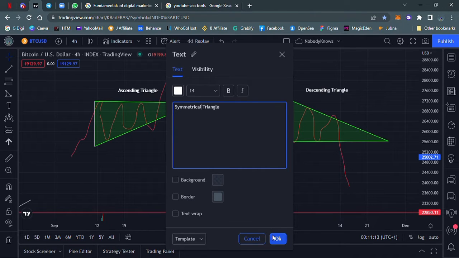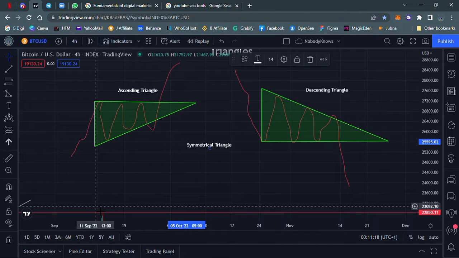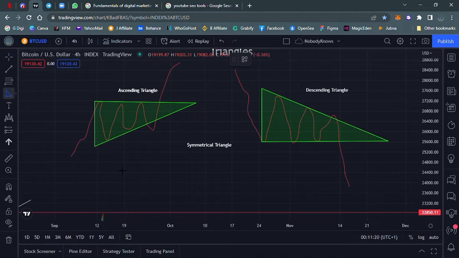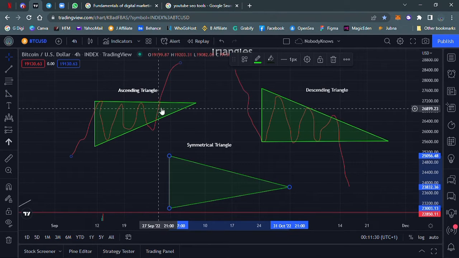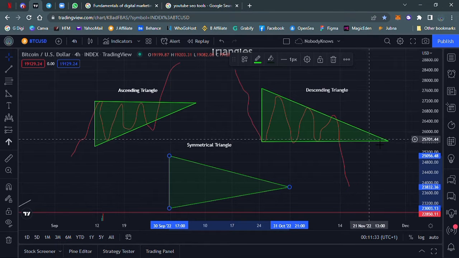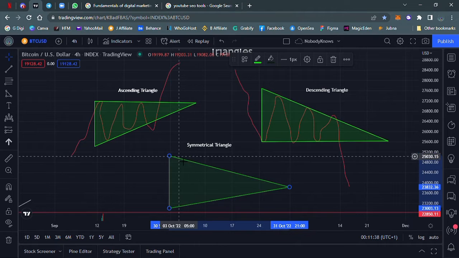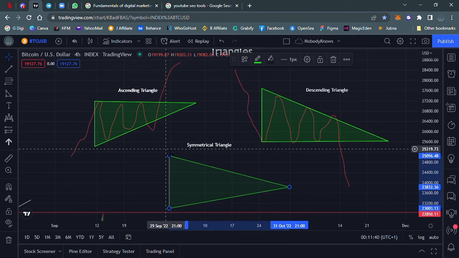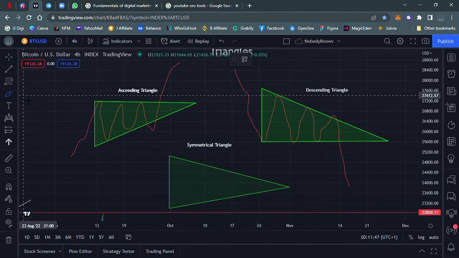Symmetrical triangle, yes. Now a symmetrical triangle is usually something like this. When they say symmetrical, it has two equal parts. Notice the difference: this one has a flat line at the top, but the symmetrical triangle has both lines, at the top and at the bottom, joining at a middle point, right? Now usually a symmetrical triangle is a continuation pattern.